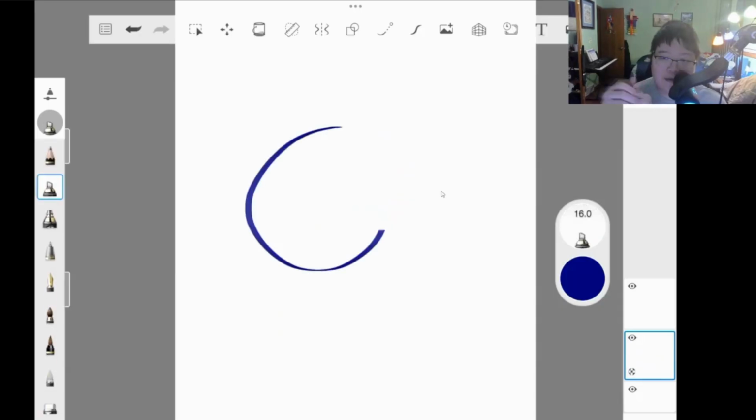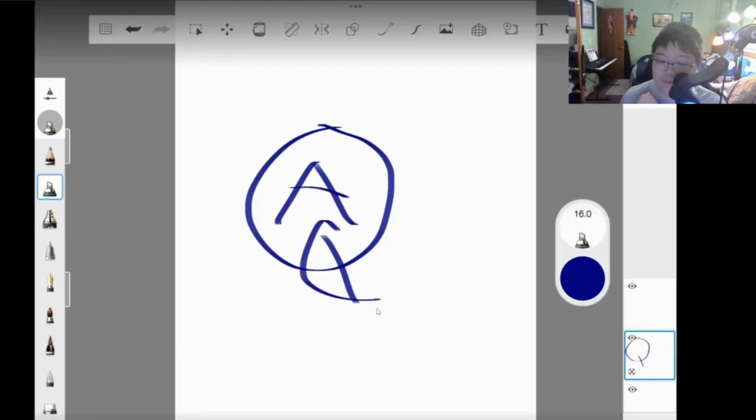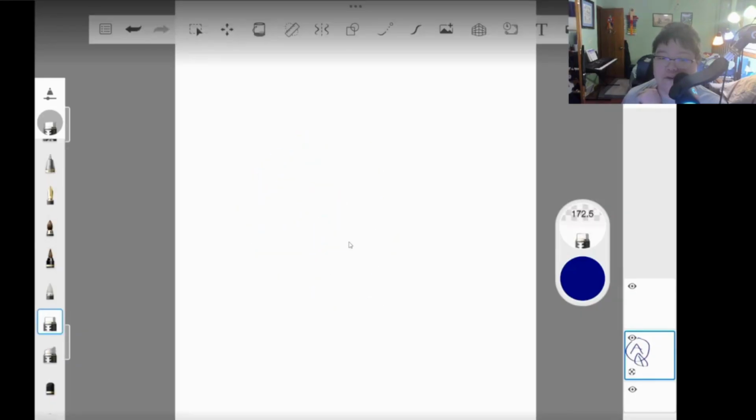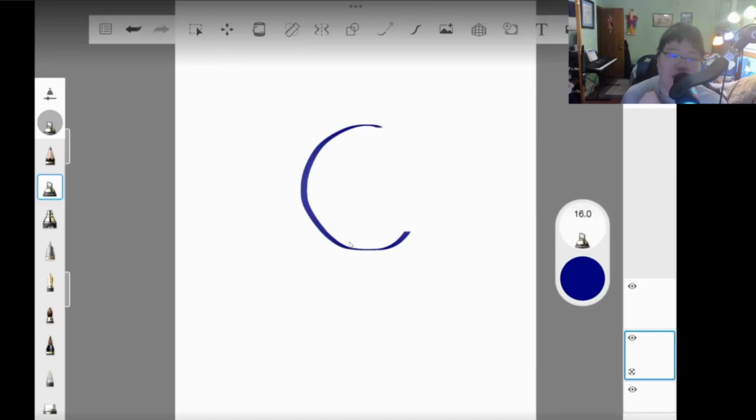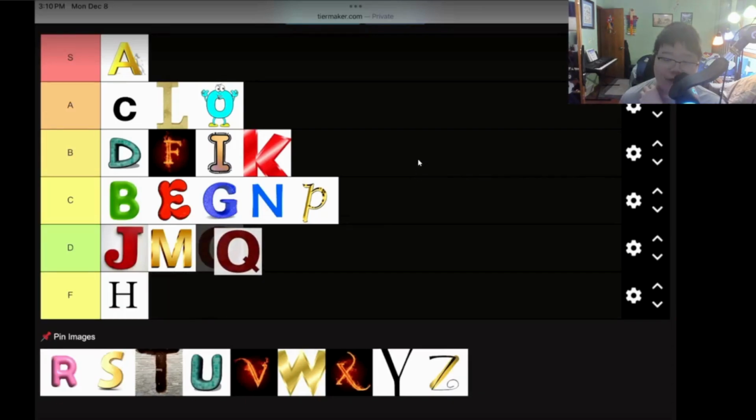Q is interesting because it's a circle, but then a line. So you could try to get the A in there, like O, but then you have this line that intrudes. So that's kind of weird. Trying to make the line of the Q for the A, that is horrible. That's even worse than this, and that's a bad circle. I didn't even close it in. I do that sometimes. I'm just bad at drawing letters.